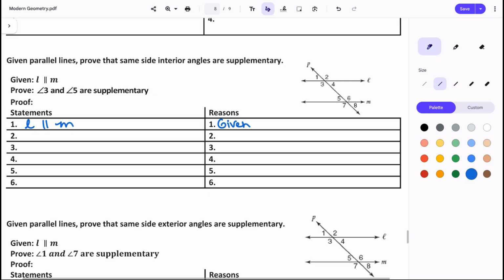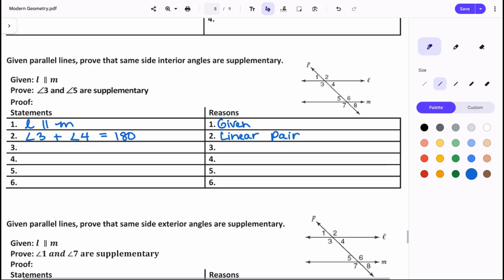So again, I don't really care which one we use. Let's just go ahead and say angle 3 and 4 equal 180 because it's a linear pair. Okay. Can I connect, because now I'm thinking about them at 4, can I connect 4 and 5 together? Yeah. How? Alternate interior.